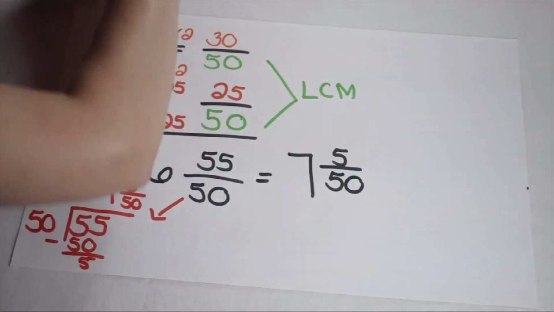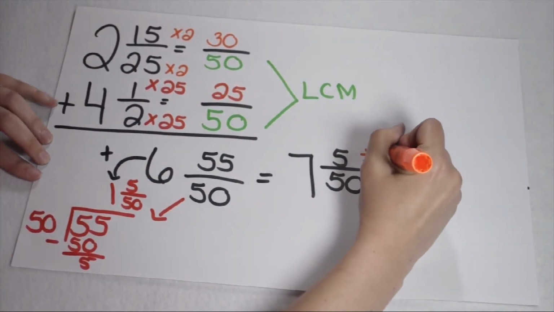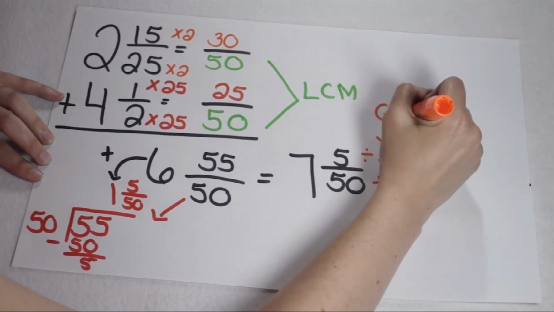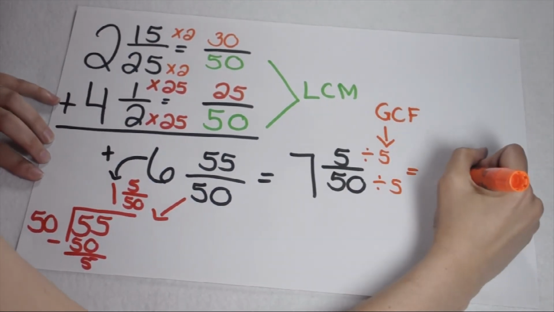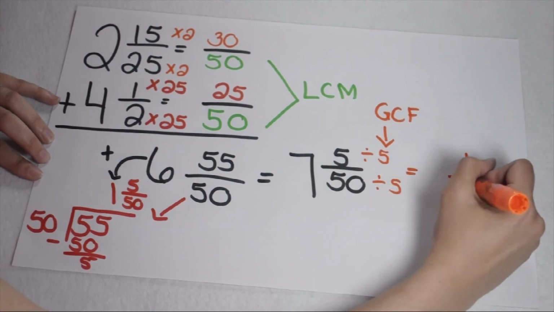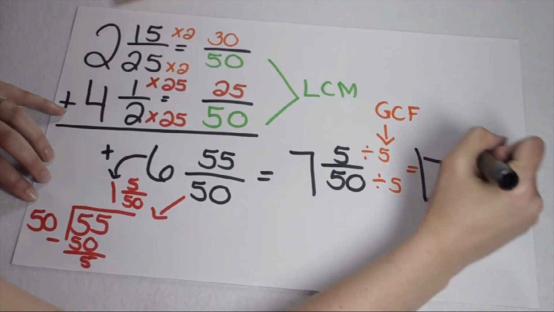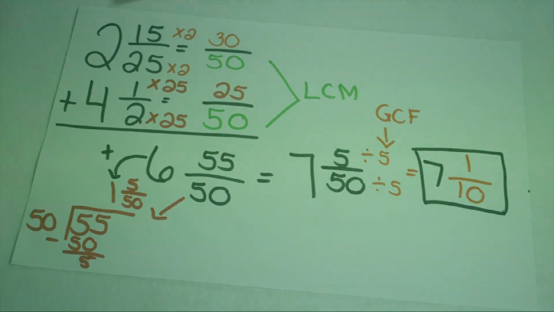We're still not done yet because 5 and 50 can both be divided by 5, because 5 is our greatest common factor. 5 divided by 5 is 1, 50 divided by 5 is 10. My 7 is still there, so 7 and 1/10 is our final answer.